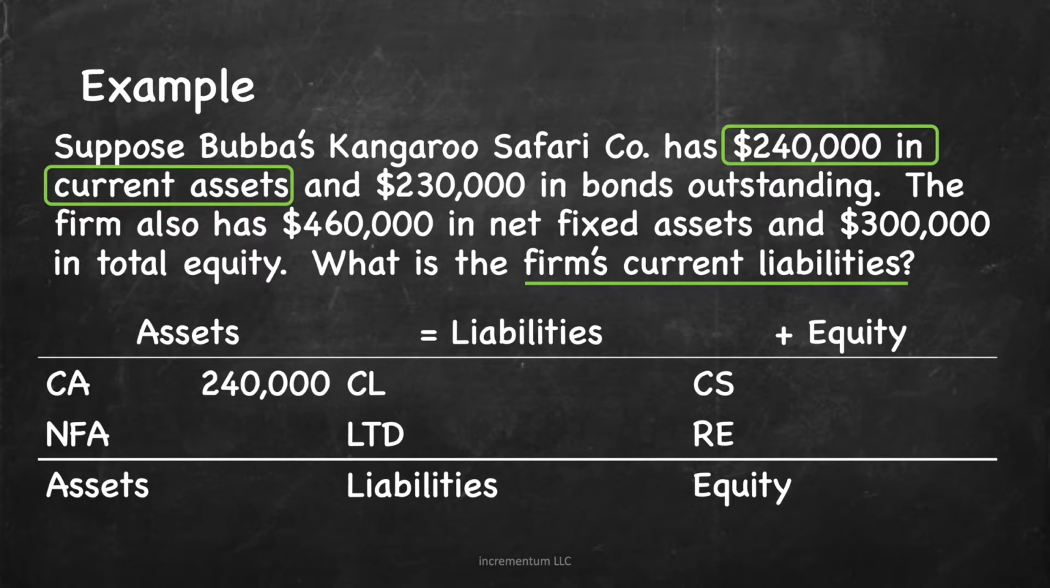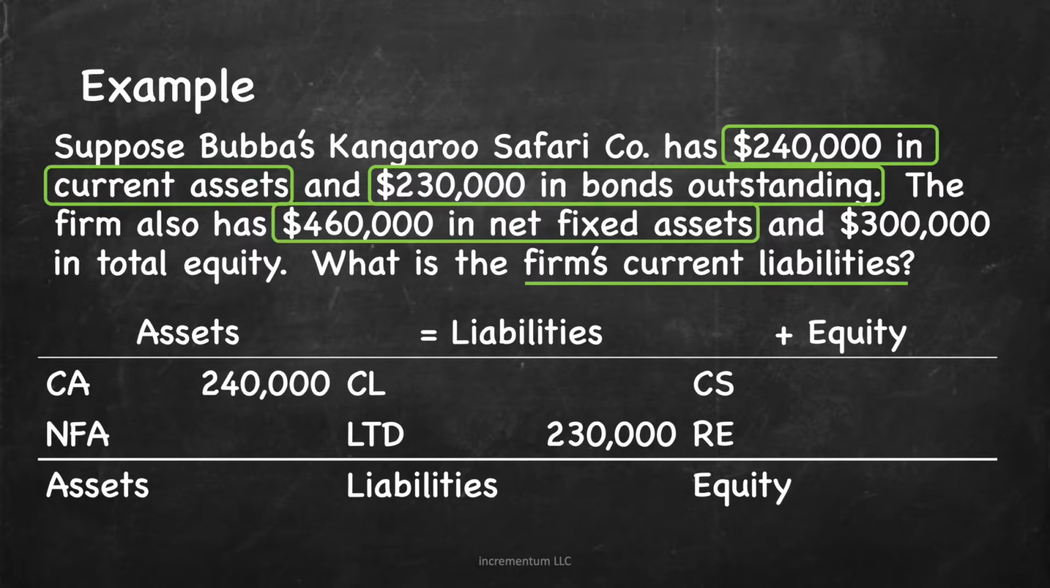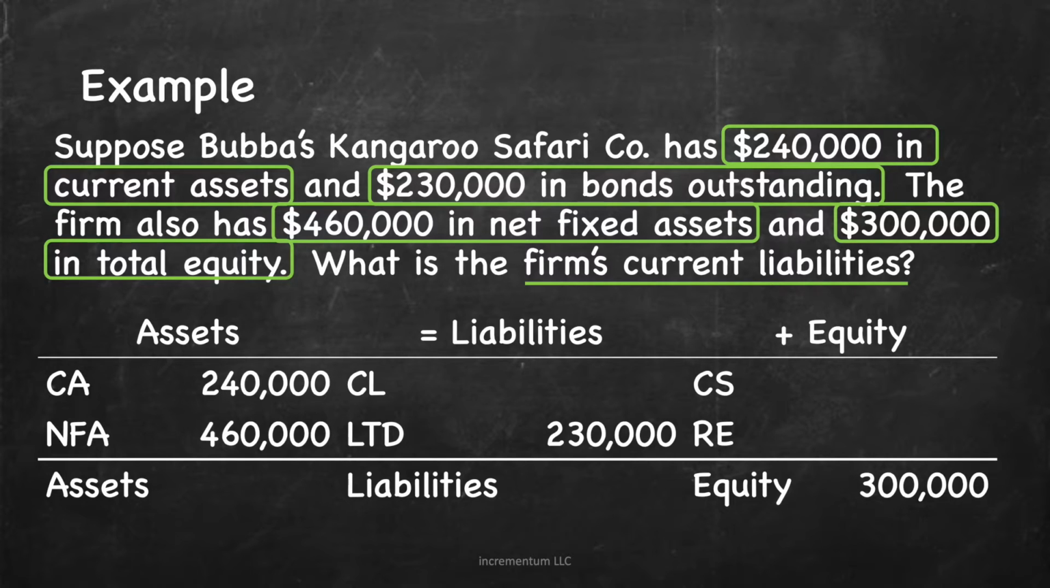The problem also tells us that we have $230,000 in bonds outstanding. Bonds outstanding are long-term debt, so we're going to go ahead and fill that in next to long-term debt on our balance sheet. Then we're told that net fixed assets are $460,000, so we'll fill that in next to net fixed assets on our balance sheet. And finally, we're told that our total equity is $300,000, so we'll fill that in next to equity on our balance sheet. Even if you're not quite sure where to go yet, the best thing to do is total as much as you can and fill in as much as you can of the balance sheet, and you'll be able to figure it out along the way.